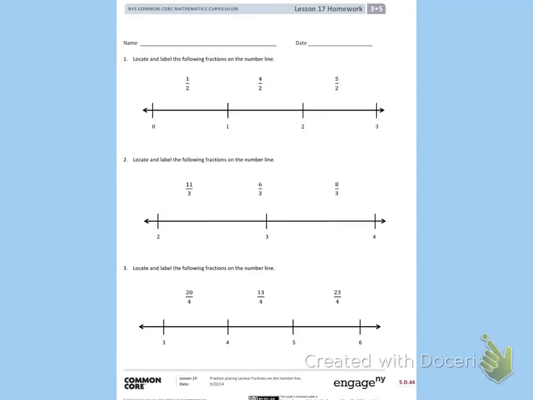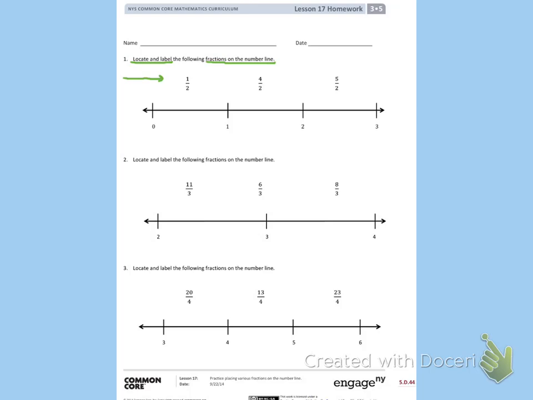Module 5, Lesson 17's objective is to practice placing various fractions on the number line. Item 1 says, locate and label the following fractions on the number line. Let's underline the important details in those directions. Locate and label fractions on the number line. The fractions we need to locate and label are listed here above the number line.